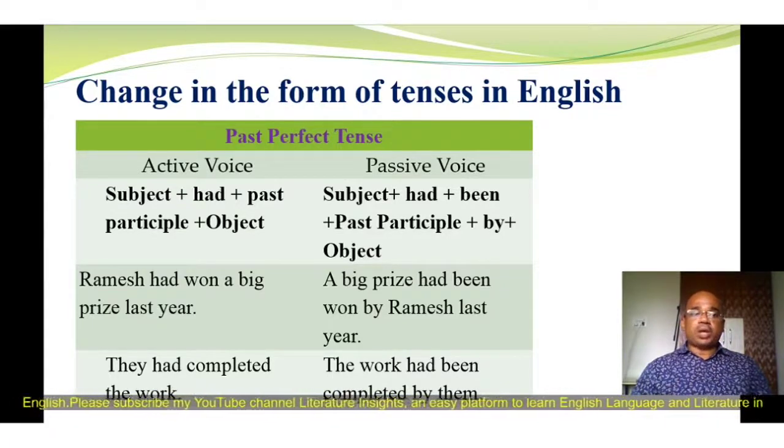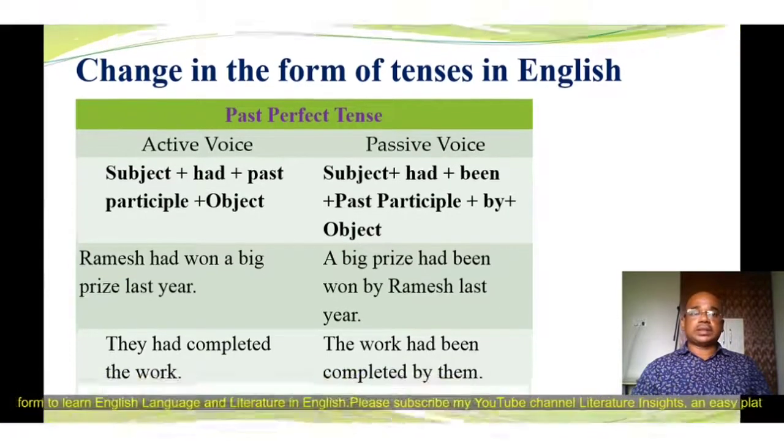Ramesh had won a big prize last year. A big prize had been won by Ramesh last year. So now here, the subject in active voice becomes the agent in passive voice, and the object becomes the subject in passive voice. The next example, they had completed the work. The work had been completed by them. These are the examples of active voice and passive voice in past perfect tense.